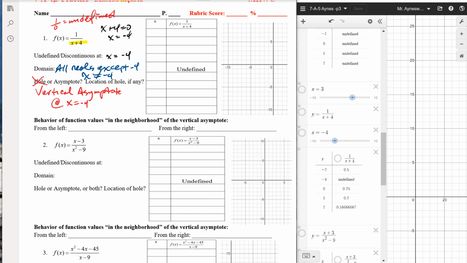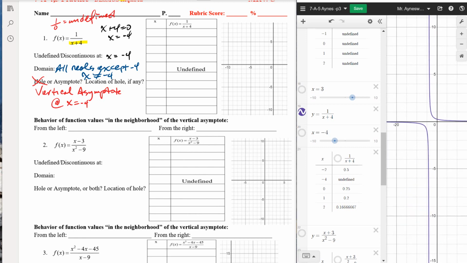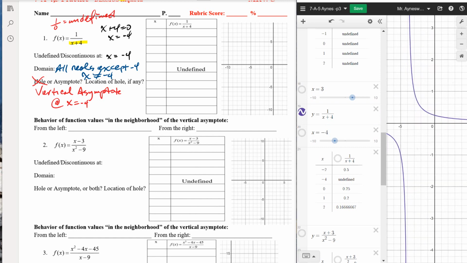And because we can't simplify or remove the discontinuity, we do not have a removable discontinuity here because we can't simplify it. We do not have a hole, but we do have a vertical asymptote. So if we go to the graph here in Desmos, you guys can type it on your own, and you should pause the video and type this in. You'll see that we have a vertical asymptote at -4. You just got to zoom in a little bit here. So let me do that.